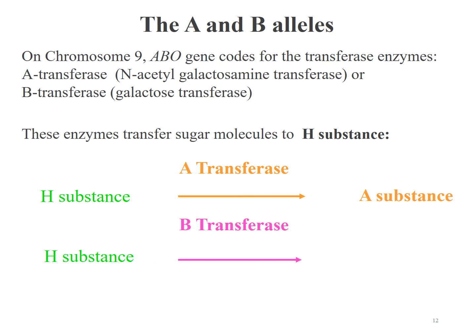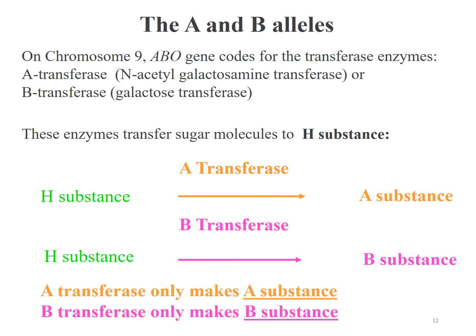So in short, A transferase only makes A substance or blood type A. B transferase only makes B substance or blood type B. If you have both, you're going to make a blood type AB as a result.